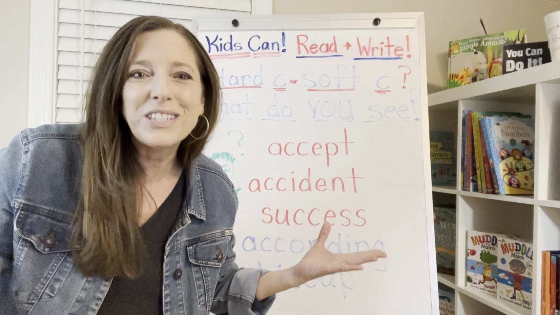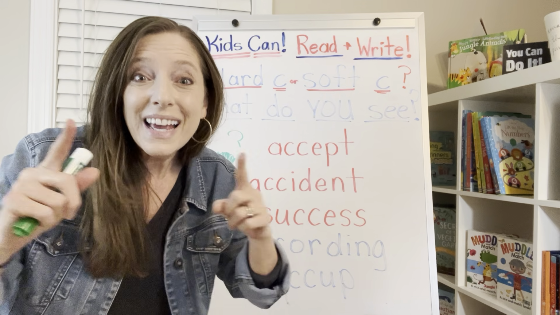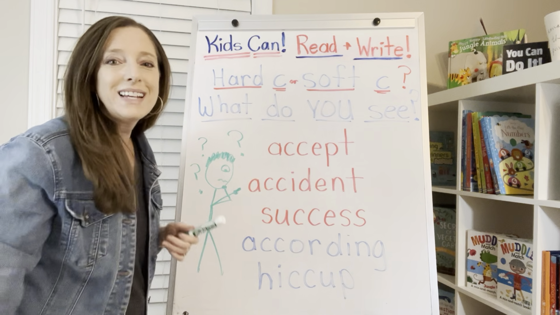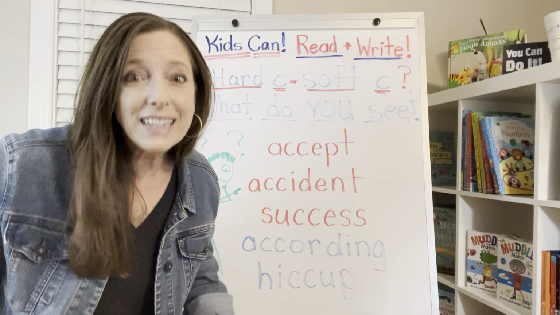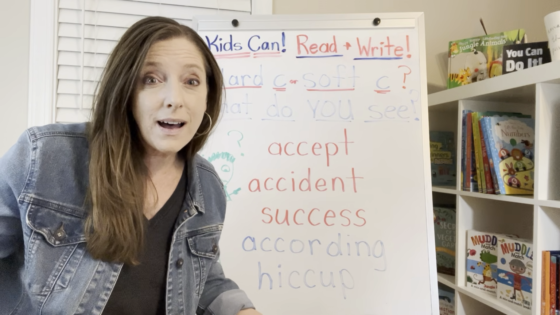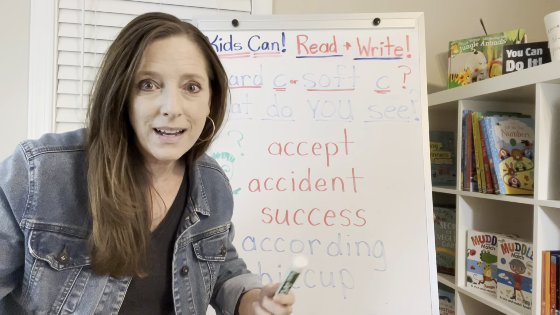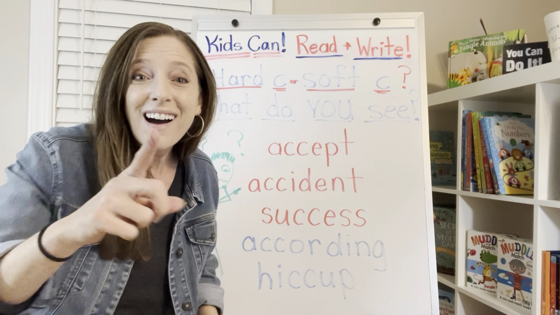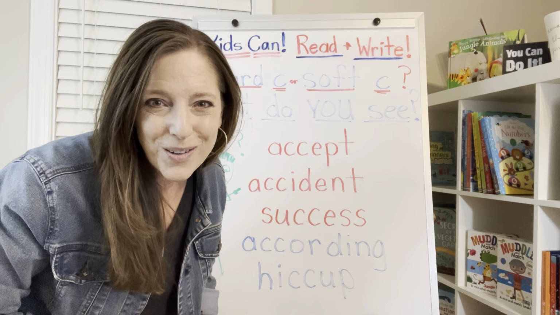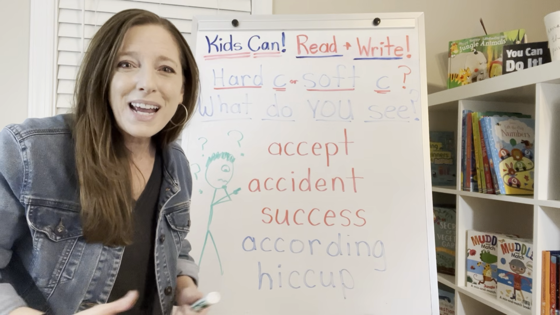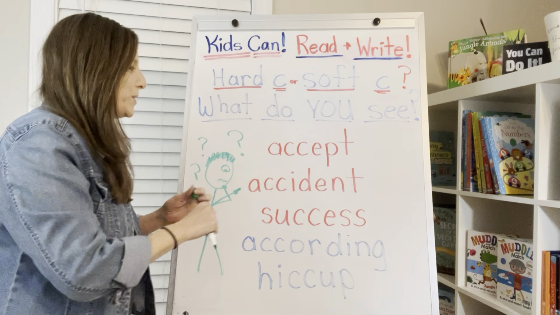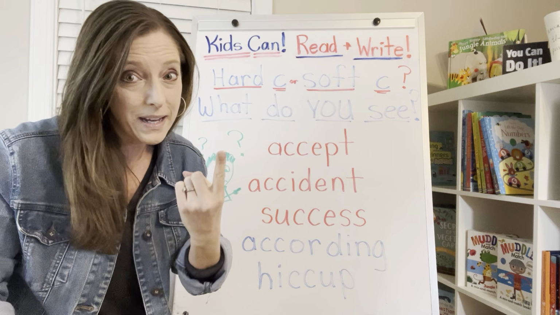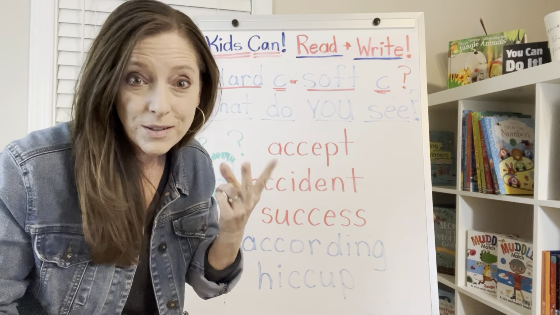How do you know which sound to make for a C? Especially when we have two C's together. And sometimes they're both saying K, sometimes they're saying K and S, and it just gets confusing unless you know the trick. So let me help get that straightened out for you. So remember, C has two sounds. Could be K, could be S, right?